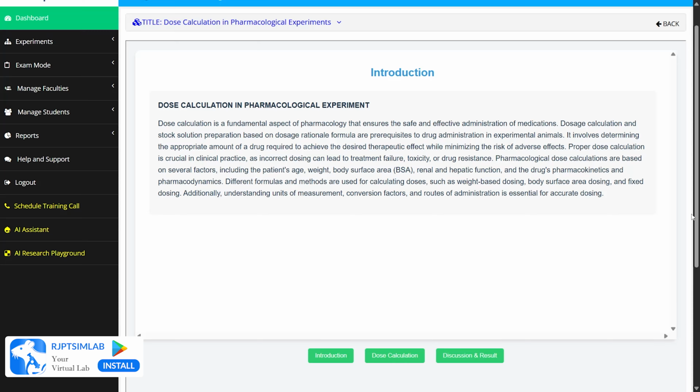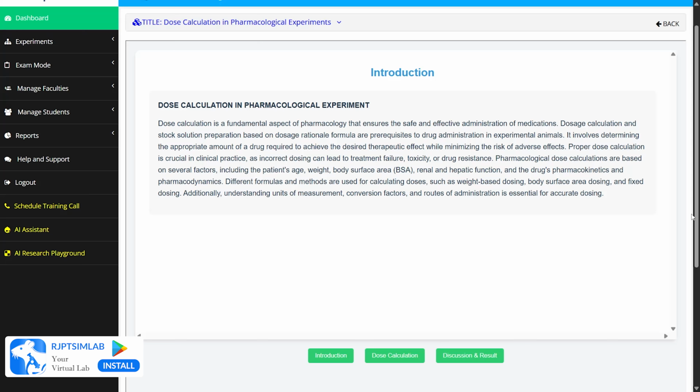In this video, we will study the dose calculation in pharmacological experiments. At the end of this video, we will be able to calculate the amount of dose required for the experimental animals and equivalent to human doses. Now, let's start with the video.